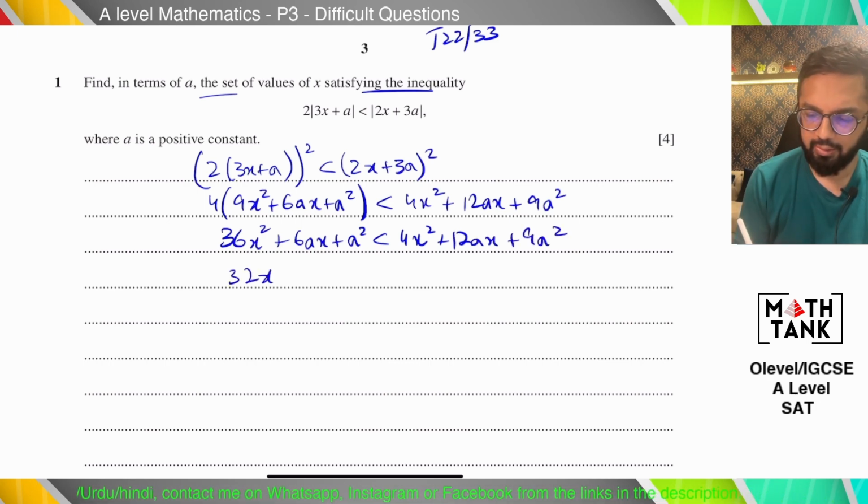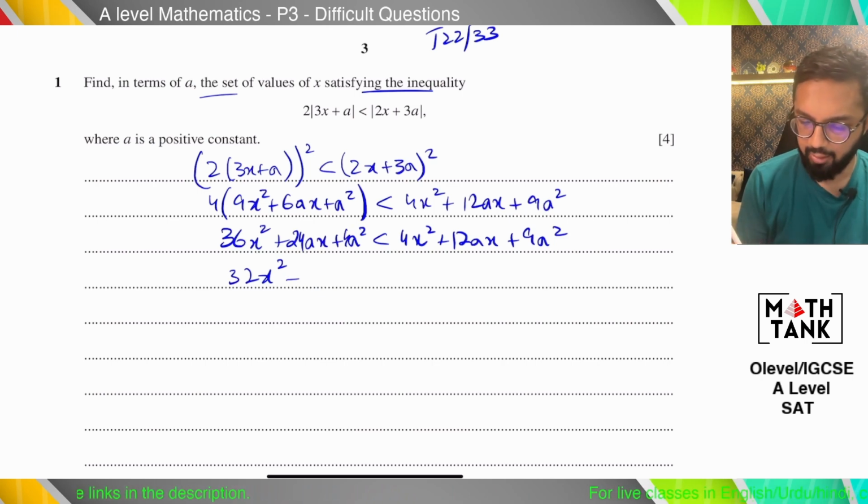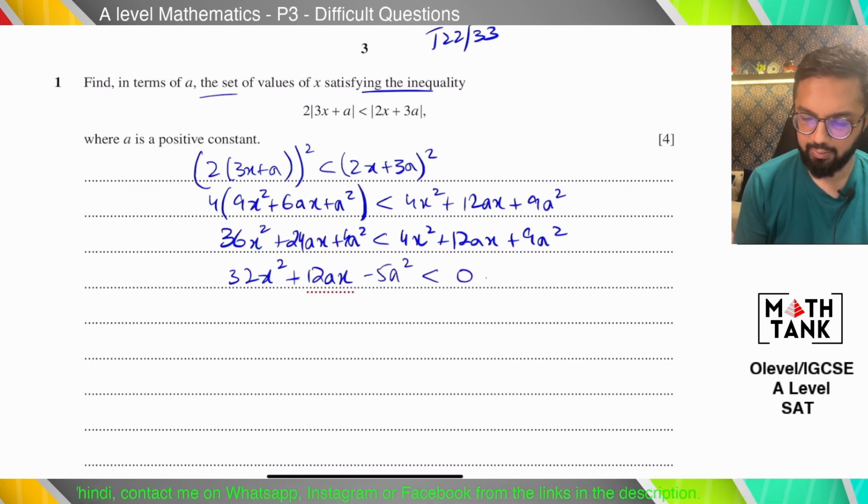So I get 32x squared minus 6ax. No, not 6ax. This is 24 as well. I messed up the multiplication. Okay, plus 12ax, and I get minus 5a squared is less than 0.